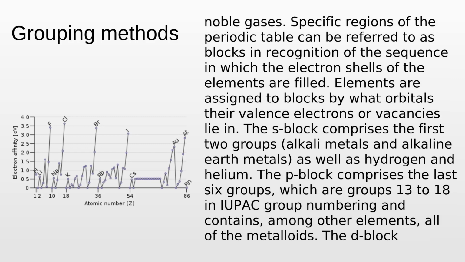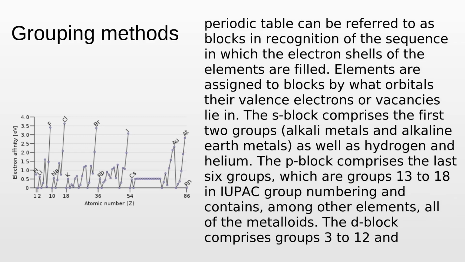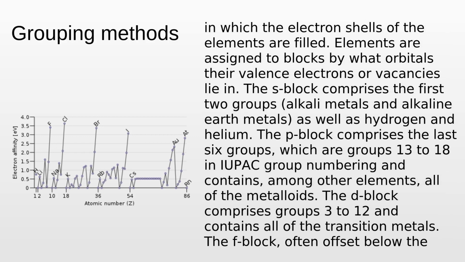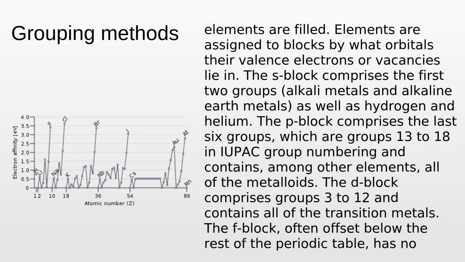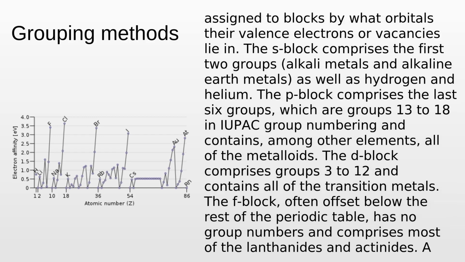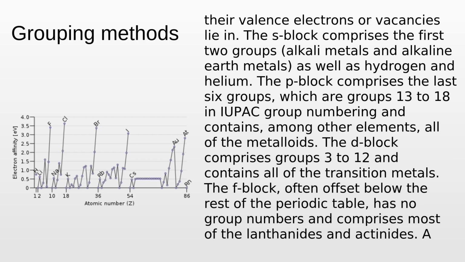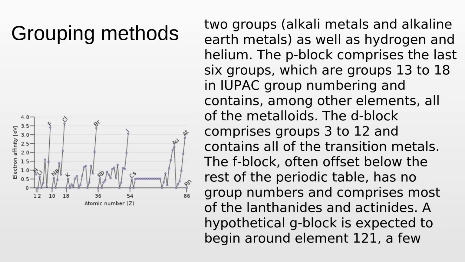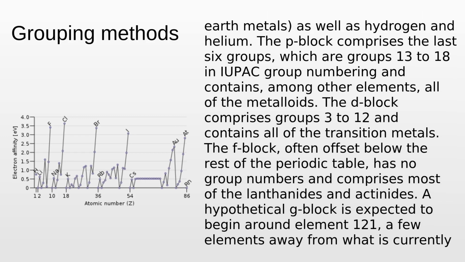Specific regions of the periodic table can be referred to as blocks in recognition of the sequence in which the electron shells of the elements are filled. Elements are assigned to blocks by what orbitals their valence electrons or vacancies lie in. The s-block comprises the first two groups, alkali metals and alkaline earth metals, as well as hydrogen and helium.